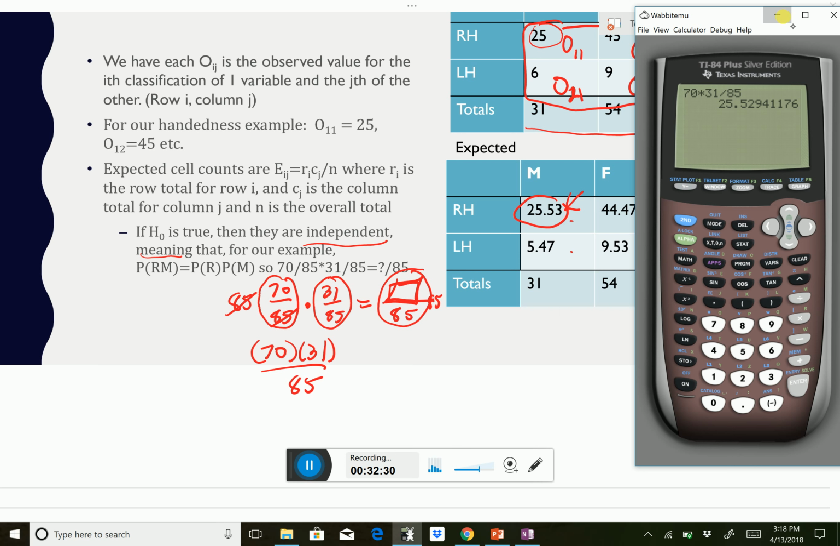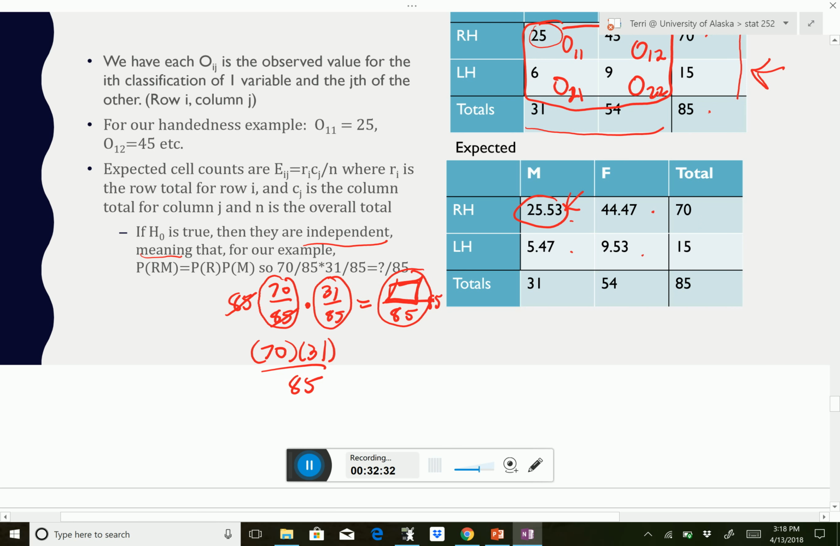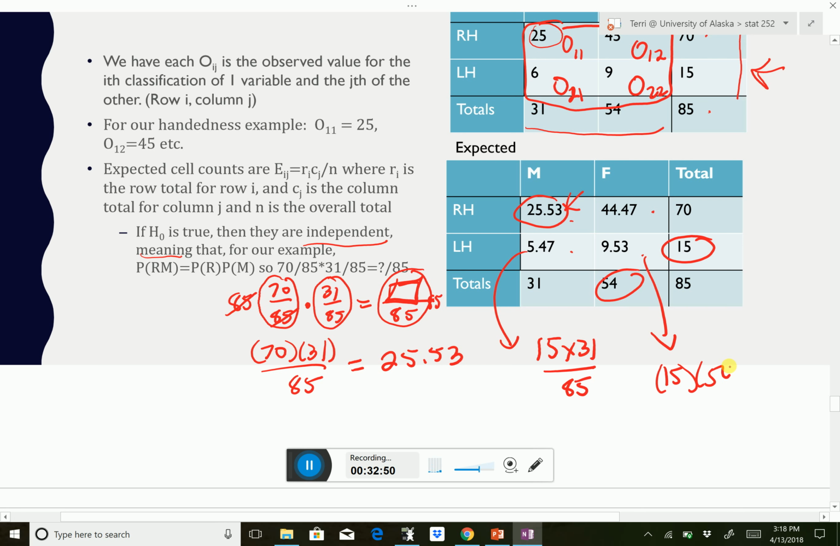So 25.53, which is exactly what we got. And so we would do this with each one of these. For this one it is 15 times 31 over 85. This one is 15, so you just take this total and this total: 15 times 54 over 85. And this one is 70 times 54 over 85. So that's how you find out what they're expected. If they're independent, this is the numbers that we would expect.